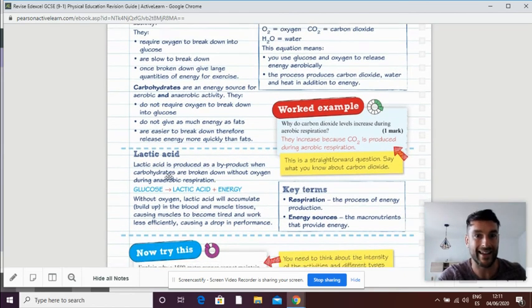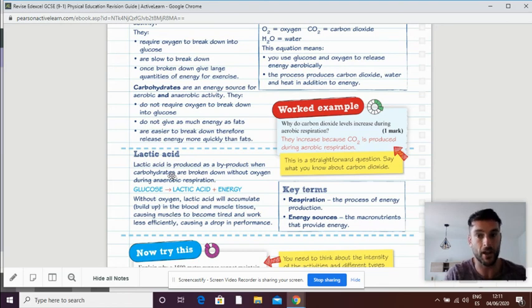Lactic acid is what's produced as a byproduct when we work anaerobically. Actually, whenever we break down carbohydrates, we produce lactic acid, but it only really starts to build up and we start to feel it when we're working anaerobically. So glucose produces lactic acid plus energy. Without oxygen being present, lactic acid will accumulate and start to make the muscle feel sore and tired.